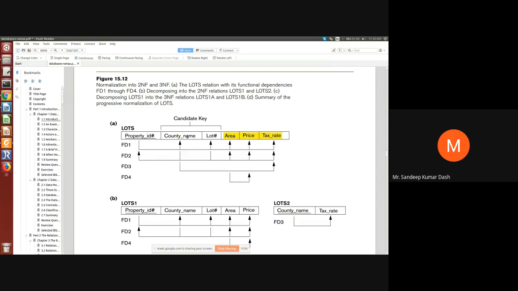Okay. These two are candidate keys. This is already a primary key. So remove this one. So every non-prime attribute, these are all non-prime attributes, they are fully functionally dependent on the property ID. So this is fine. Now consider this one, whether this is okay or not as per 2NF. FD2, this is full functional or partial functional?